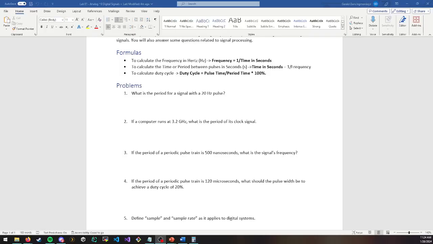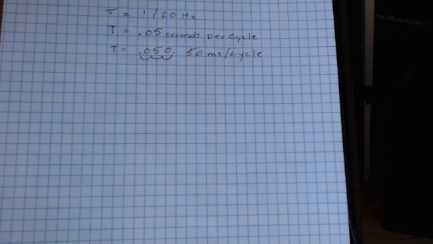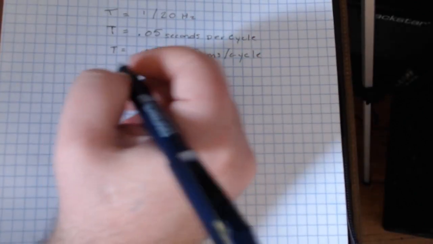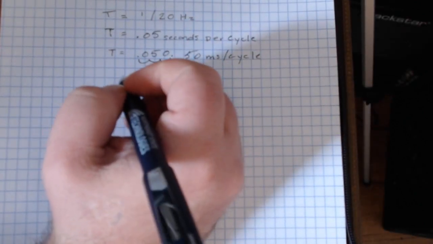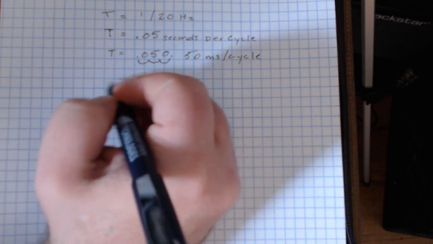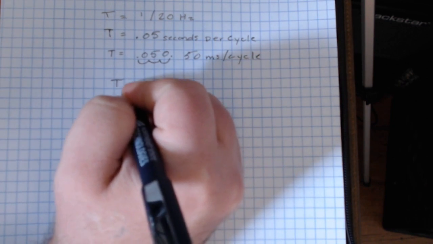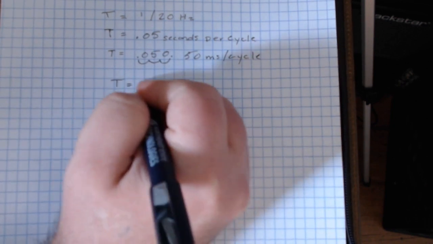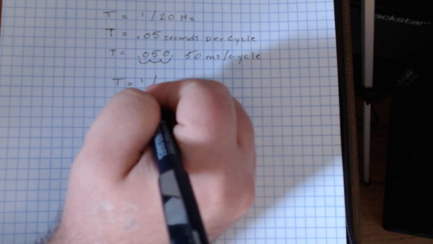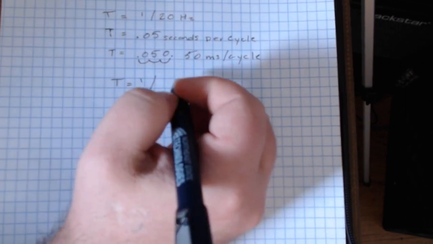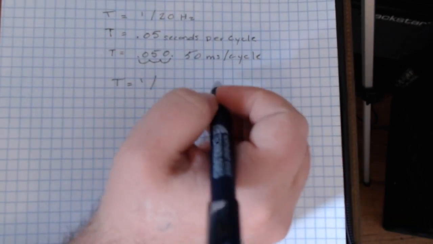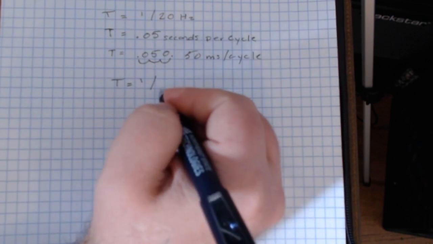Now, going to question number 2. If a computer runs at 3.2 gigahertz, what is the period of its clock signal? Now, once again, we are performing the same thing. We want to know what the period is, and that will be 1 divided by the frequency.